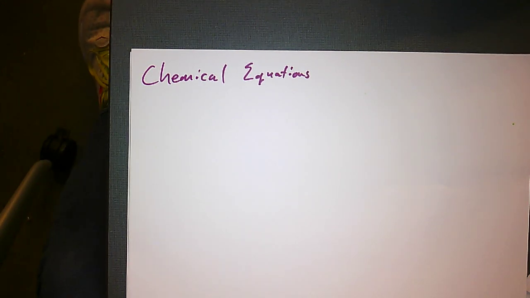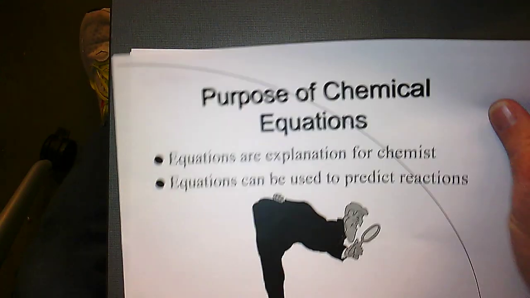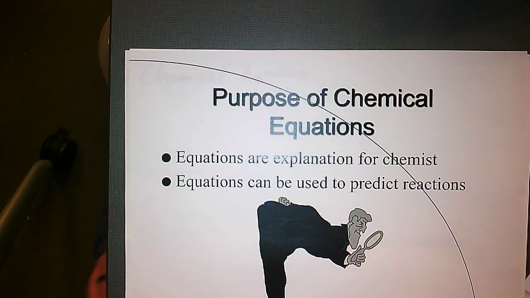So, real quick, why do we do chemical equations? The purpose of it is they are explanations for chemists anywhere around the world. All right, for the most part, chemical equations will be written the same.